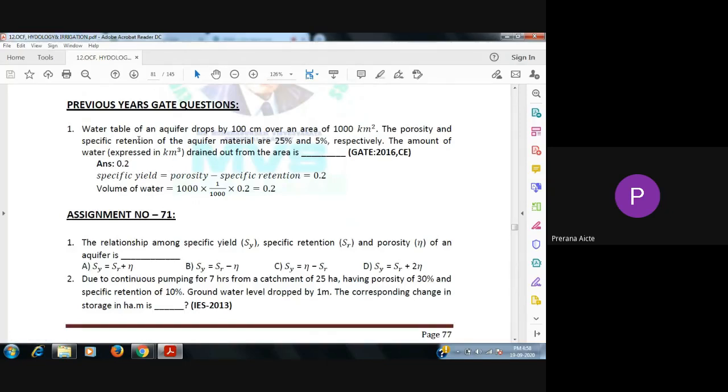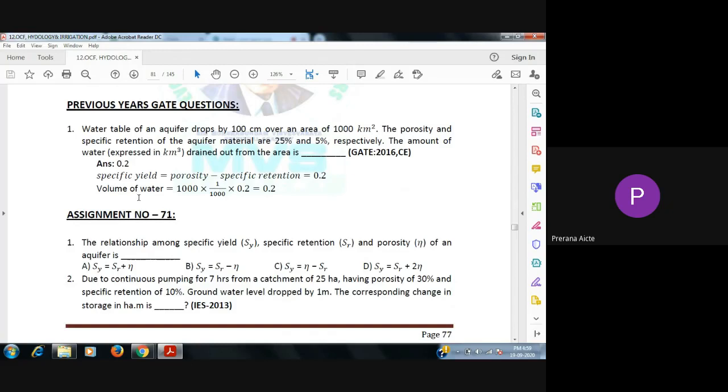Let's say it is a simple question. The water table of an aquifer drops by 100 centimeter over an area of 1000 square kilometer. The porosity and specific retention of the aquifer material are 25% and 5% respectively. The amount of water expressed in kilo cubic meter drained out from the area is dash. So let us say porosity N equal to specific yield plus specific retention, Sy plus Sr. So Sy equal to porosity minus specific retention, which is equal to specific yield, 0.2.